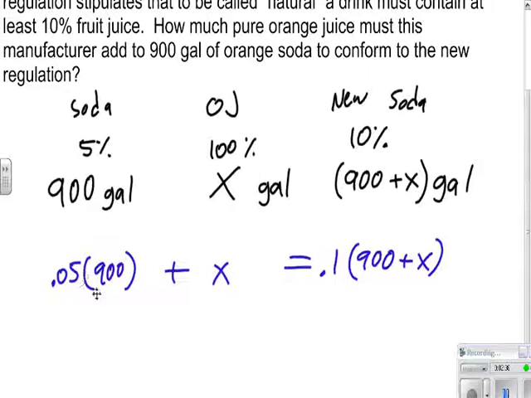This is a pretty simple equation. 0.05 times 900 is 45, so all of that 900 gallons actually only has 45 gallons of orange juice in it. Then we have plus x, the 100% orange juice, equals 0.1 times 900, so that would be 90 plus 0.1x.